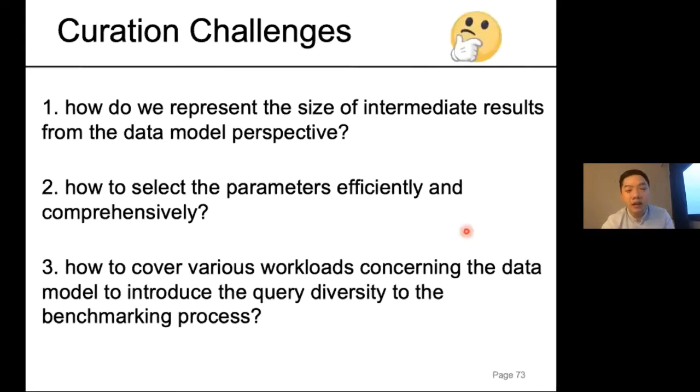However, there are several challenges for this problem. The first one is how do we represent the size of intermediate results from the data model perspective? Because in a multimodal query, the intermediate results can vary. And the second one is how to select the parameters efficiently and comprehensively. And the third one is how to cover the various workloads concerning the data model to introduce the query diversity to the benchmarking process.